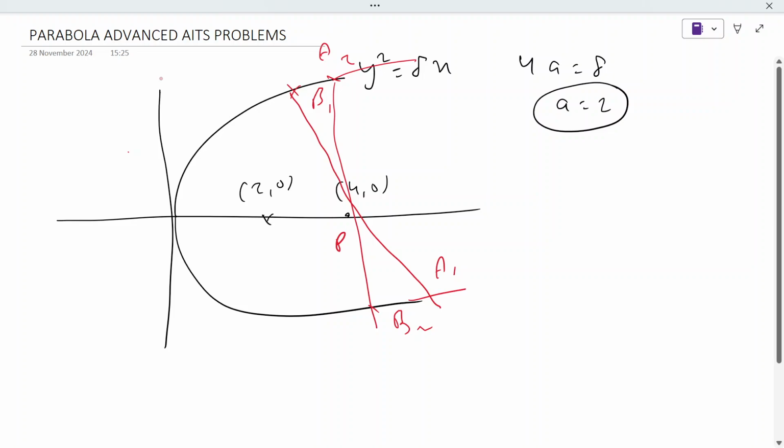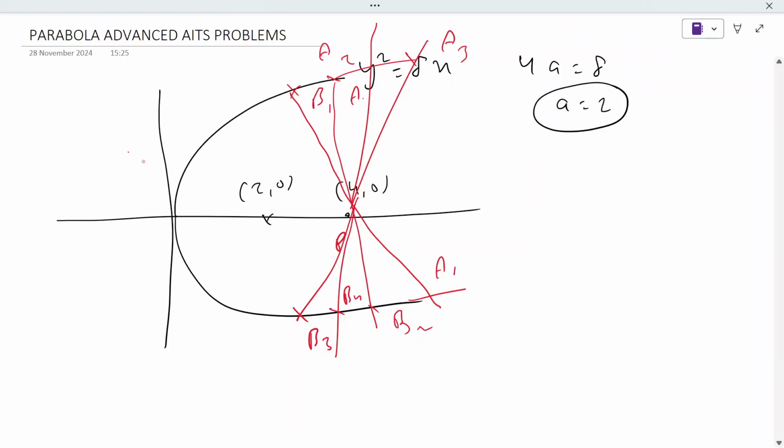Because there are four such chords, let us mark them one by one: A3 and B3. And there is another one also, that is A4 and B4.